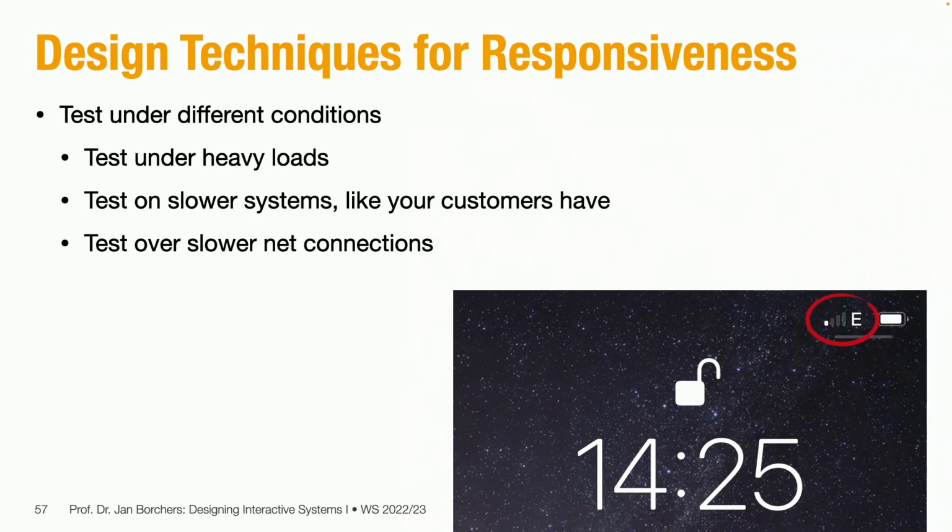So Amazon, for example, for the longest time, still tested their website on outdated browsers on 56K modems. I don't know if you guys have ever seen a modem, but yeah, okay. And imagine this, right? So you need to think about what are the net connections, the systems that our customers have, and on those systems it has to run properly.